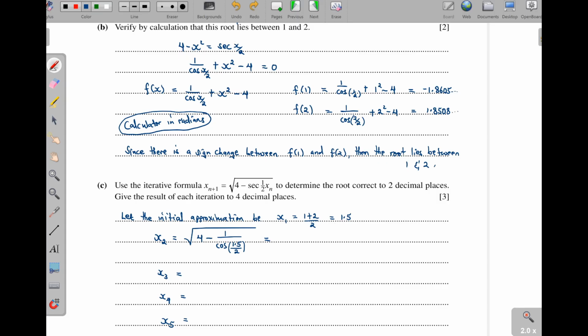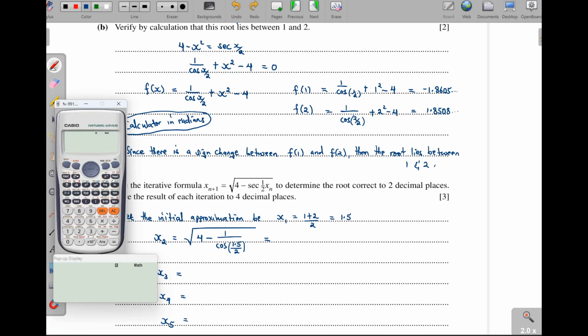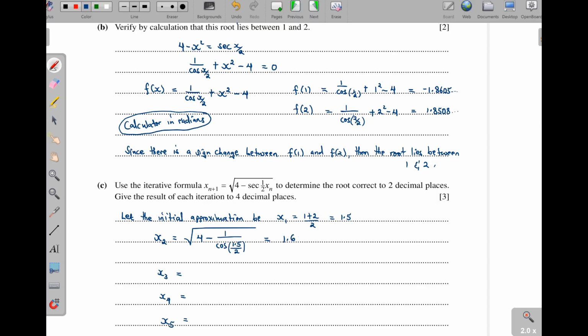So we put this in the calculator. Remember, the calculator has to still be in radians. Square root of 4 minus 1 out of the cosine of 1.5. Then we are dividing that by 2. We close here. So our answer is 1.6227. Remember, these ones have to be to 4 decimal places.